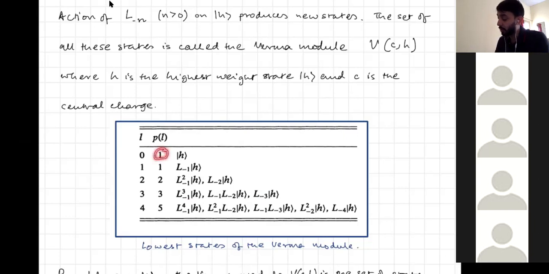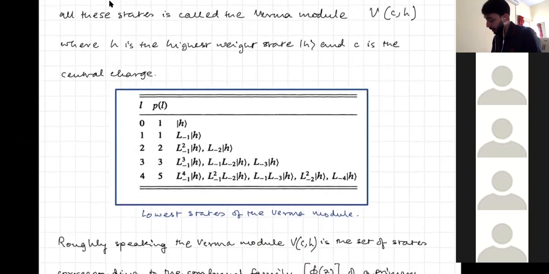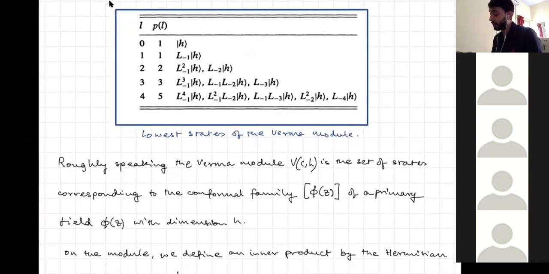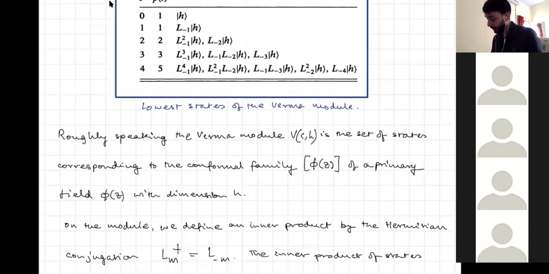So you see that this is the partitioning of the integers. It gives you P(L=0) equal to 1, P(L=1) is 1, and so on. So you see, up till here things match, and from here there are more and more ways of partitioning a number, like we saw last time around. As we said before, roughly speaking, the Verma module is a set of states corresponding to the conformal family of a primary field with dimension h.